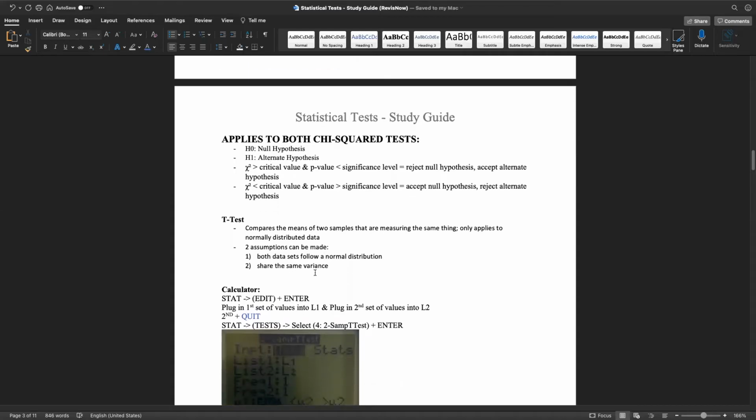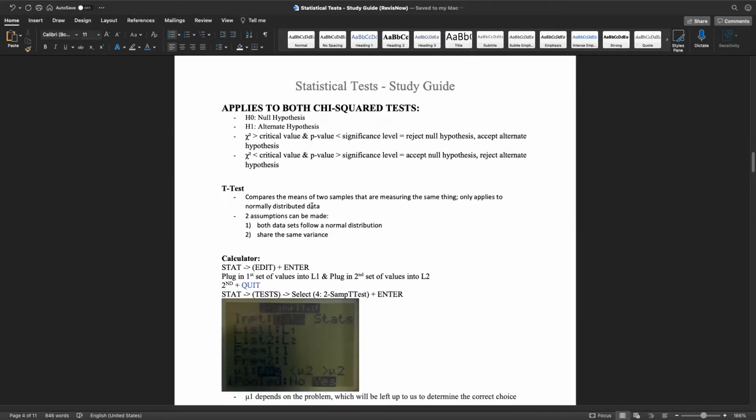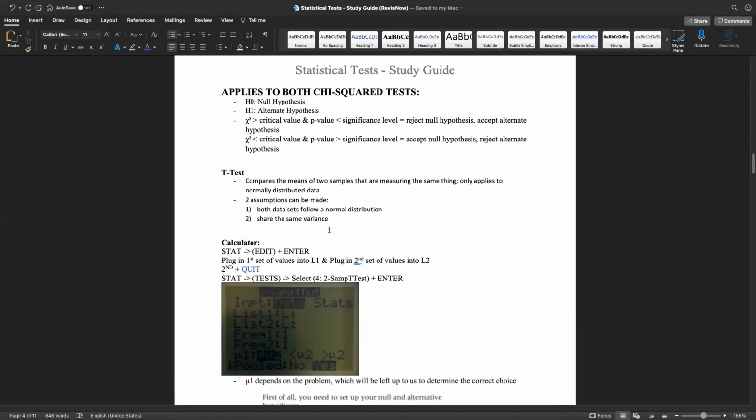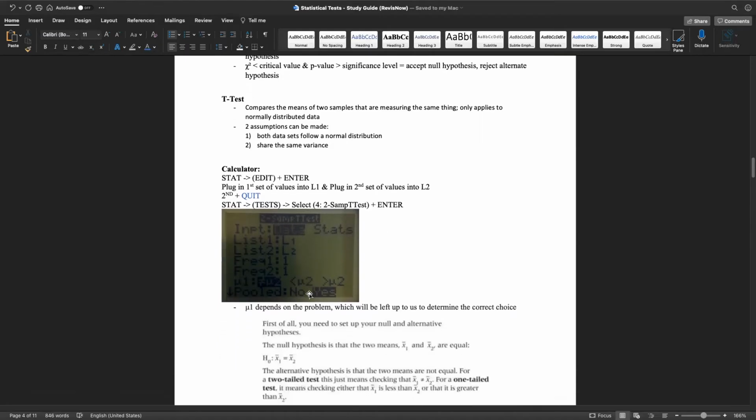And then the t-test, we went over this most recently. This is when you have two samples of data, but they are regarding the same thing. I don't know if you guys remember the tulip example we went through in class. And then same thing, these are the steps. One of the first questions on the study guide was about the assumptions. The two assumptions that can be made are that both data sets follow a normal distribution and that they share the same variance.